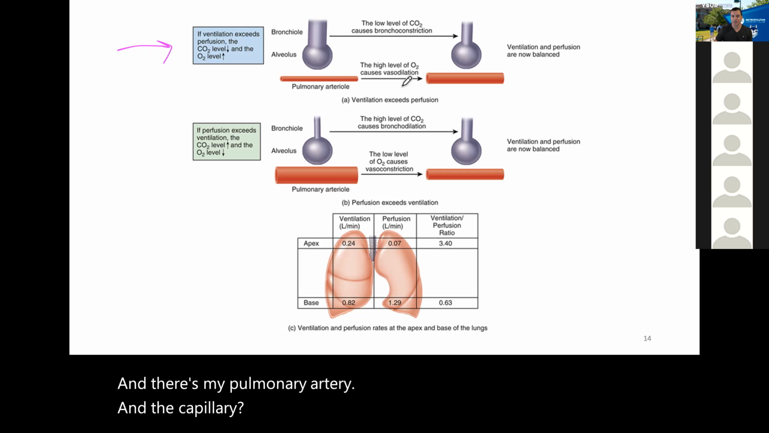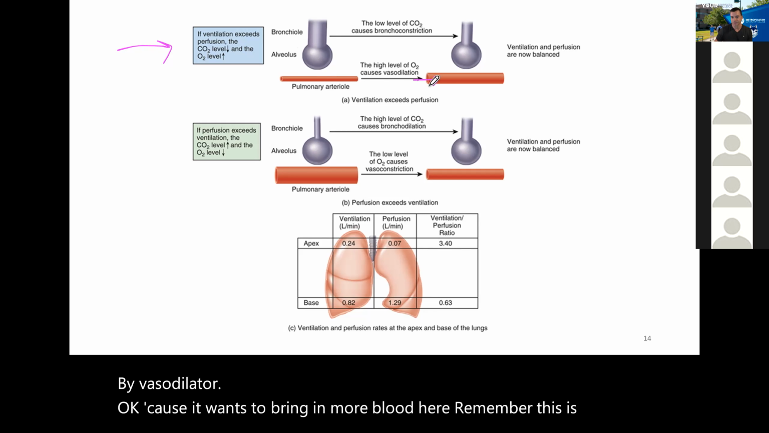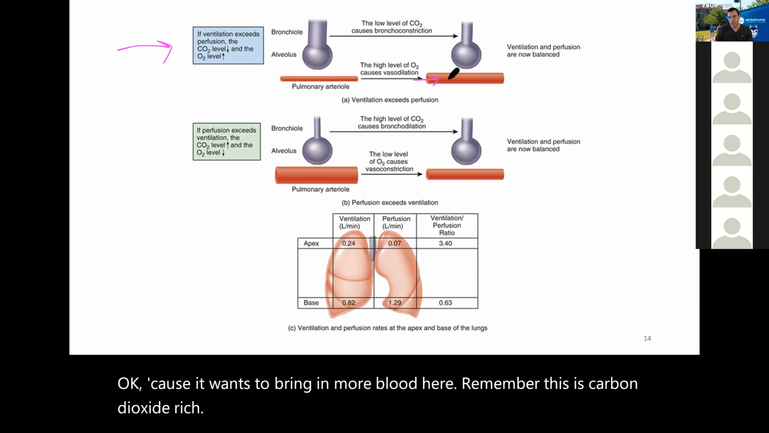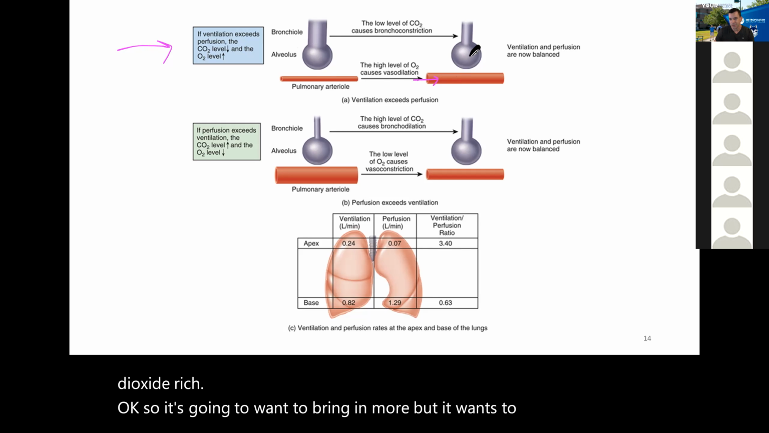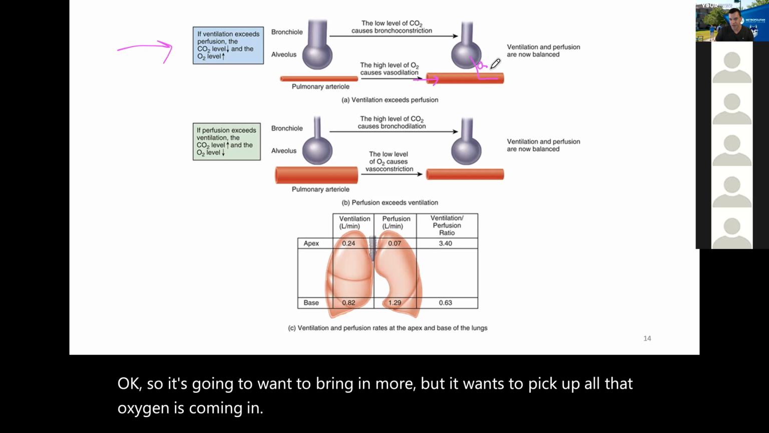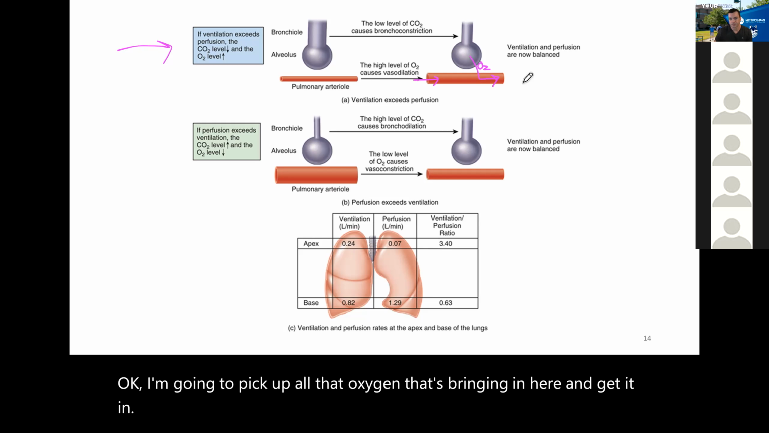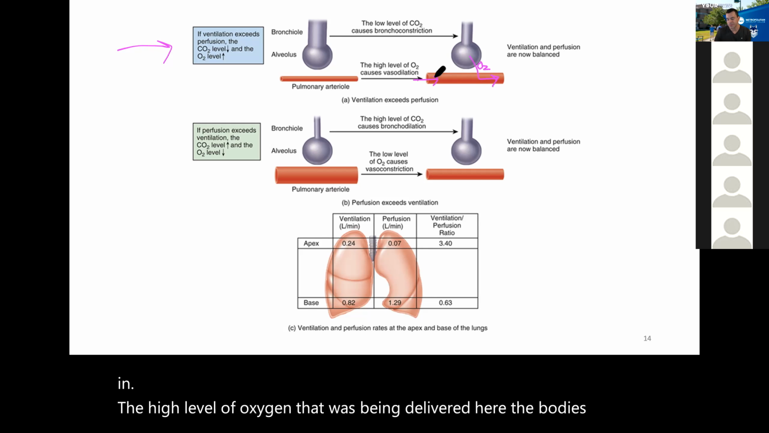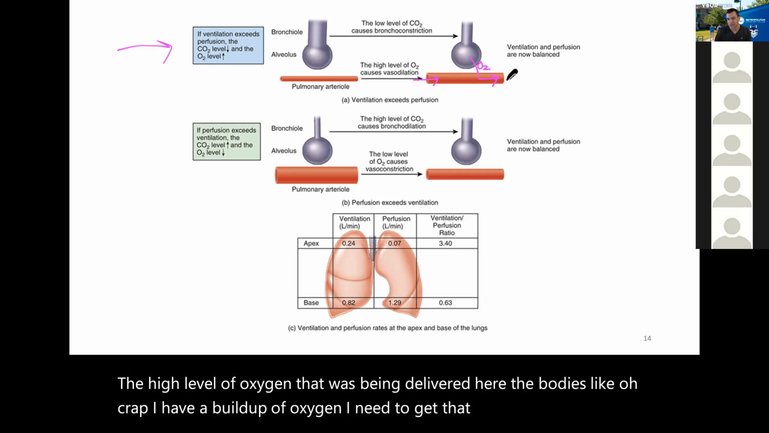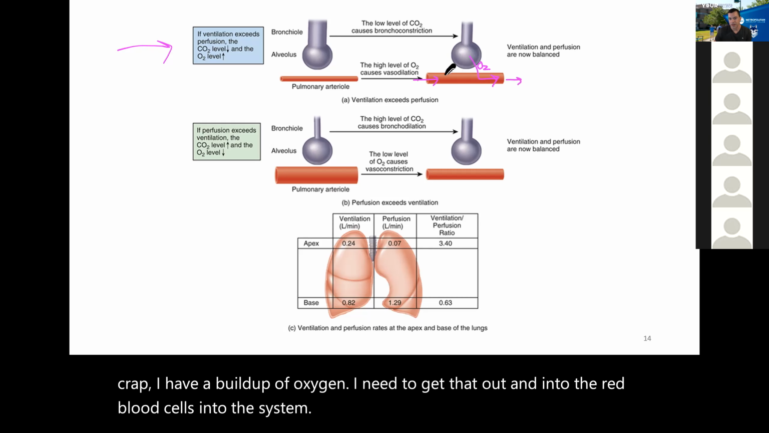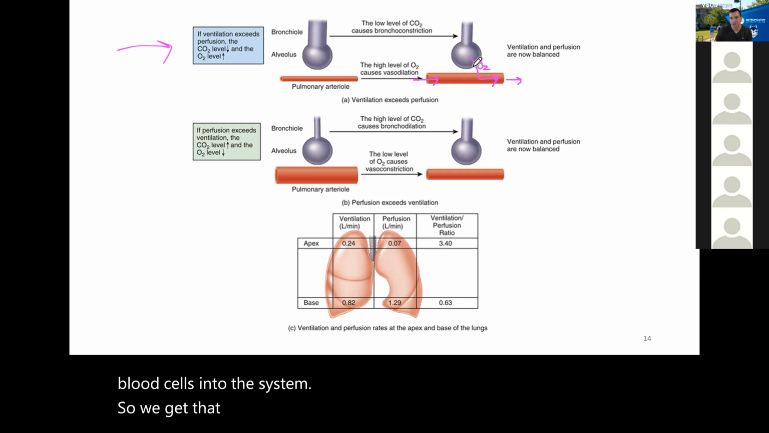It's going to respond by vasodilating, because it wants to bring in more blood here. Remember, this is carbon dioxide rich. So it's going to want to bring in more, but it wants to pick up all that oxygen that's coming in. I want to pick up all that oxygen that's coming in here and get it in. The high level of oxygen that was being delivered here, the body's like, oh crap, I have a buildup of oxygen. I need to get that out and into the red blood cells, into the system. So we get that vasodilation to help pick up the oxygen.